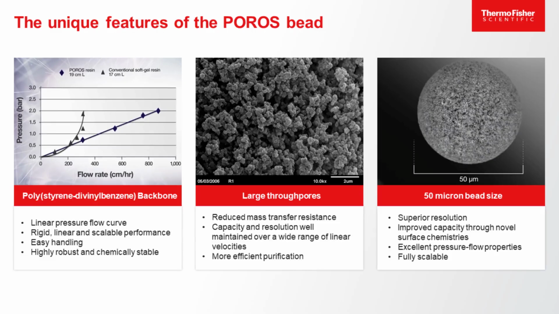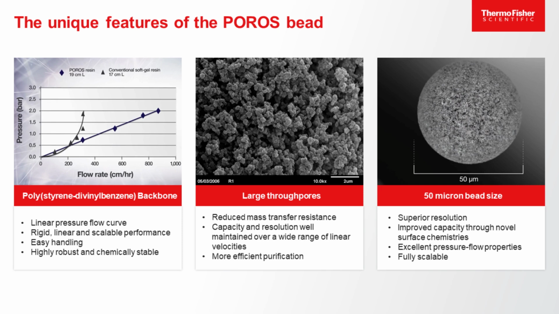What we then use is our core porous backbone. And for those of you who are not familiar with the porous backbone, it's actually based on polystyrene divinylbenzene as a backbone. And the uniqueness here is that you've got a really nice linear pressure flow curve. Because it's a rigid bead, you have linear and scalable performance as well as easy handling. It is highly robust and chemically stable.